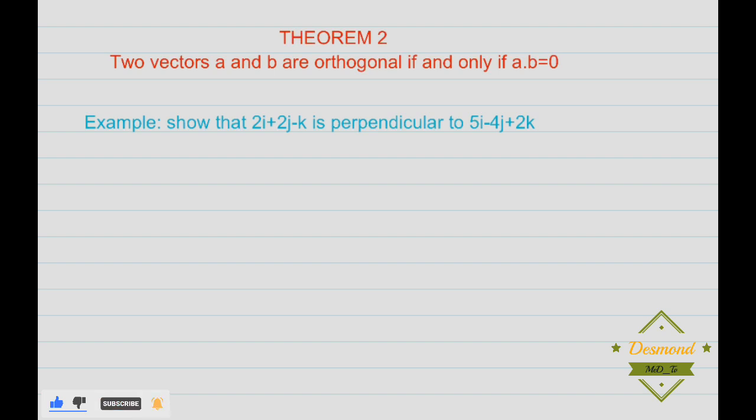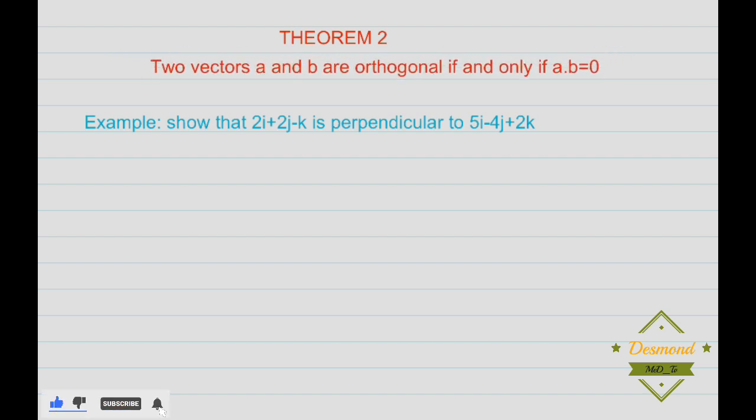Theorem 2: we have two vectors A and B. Two vectors A and B are orthogonal if and only if A dot B is equal to 0. Orthogonal is the same as perpendicular. So we have an example here.